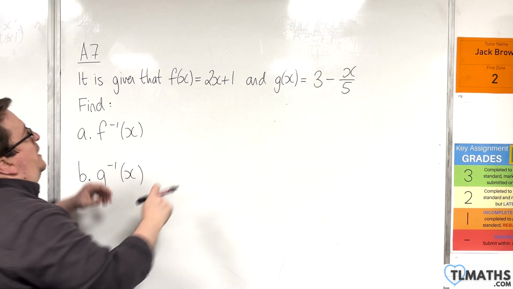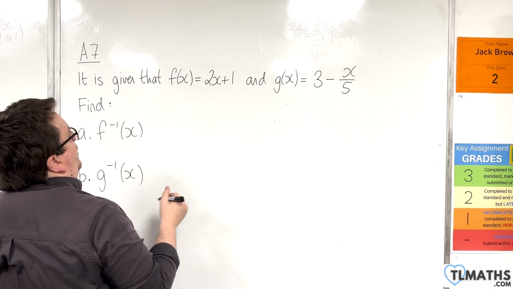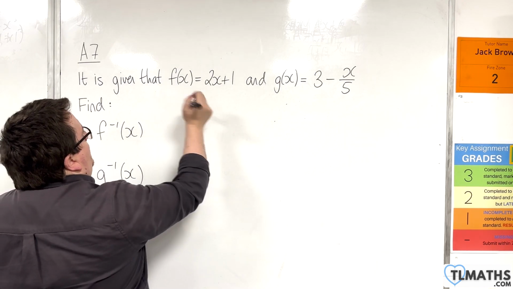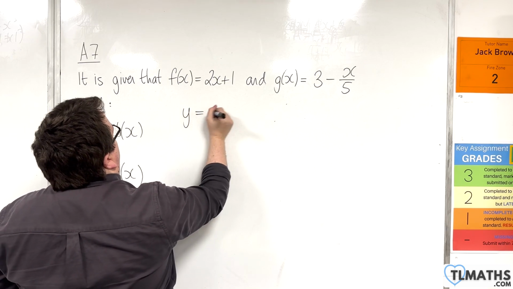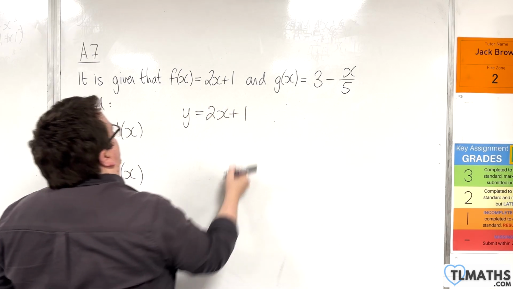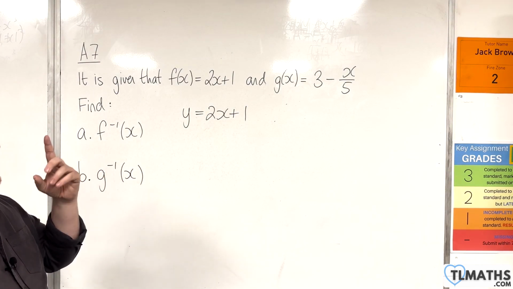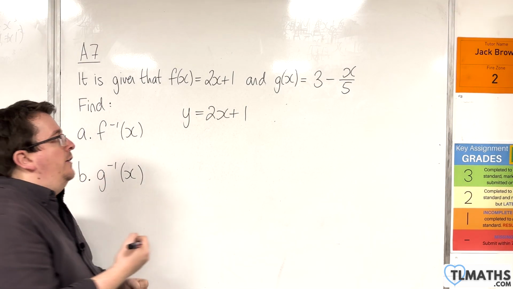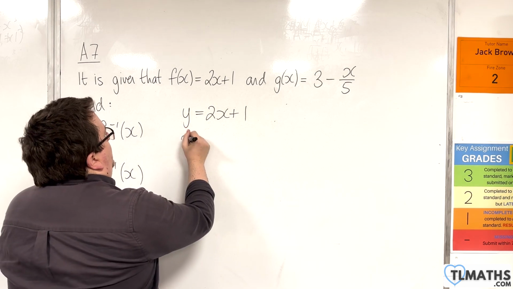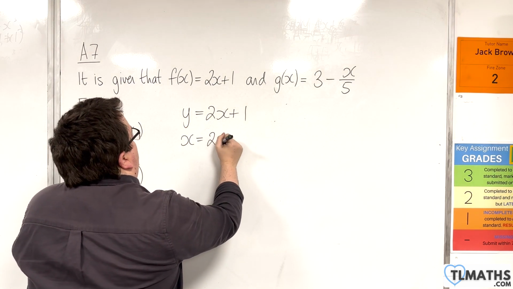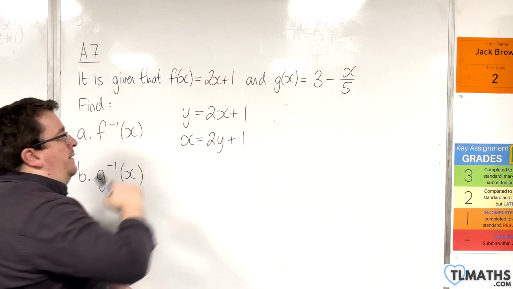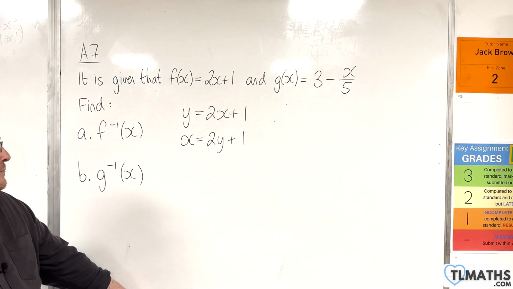So what you do is you start with f of x is equal to 2x plus 1. Replace the f of x with y. So start off by writing y equals 2x plus 1. You then swap the x's and y's. What this is doing behind the scenes is it is reflecting your graph in the y equals x line.